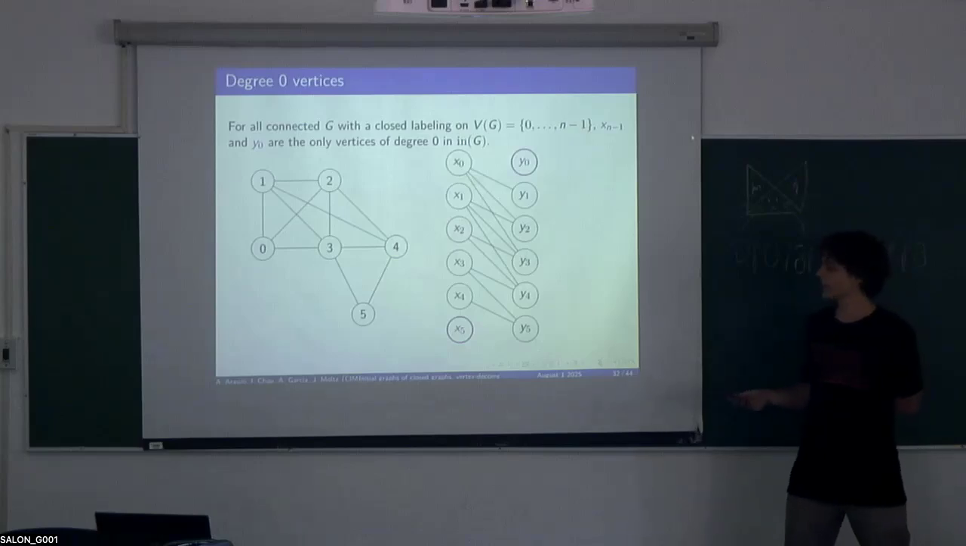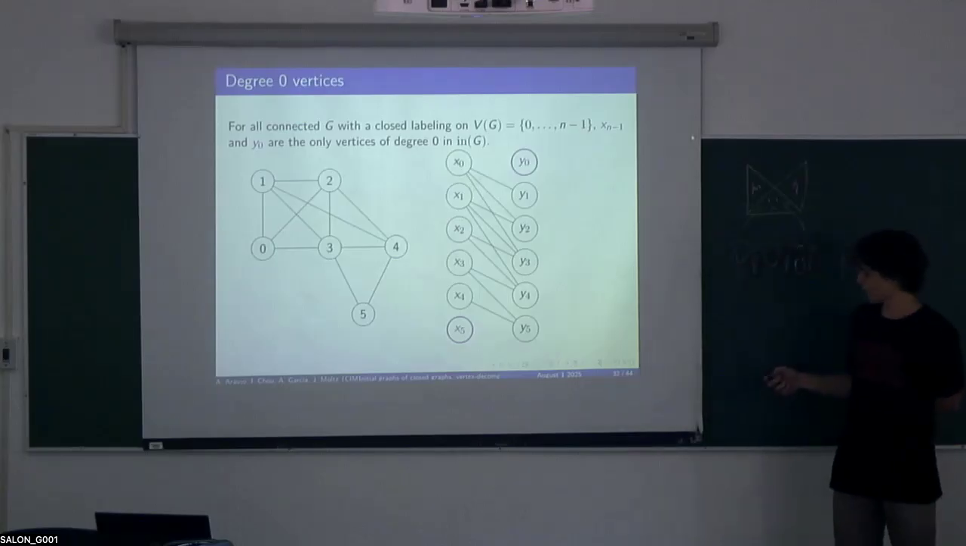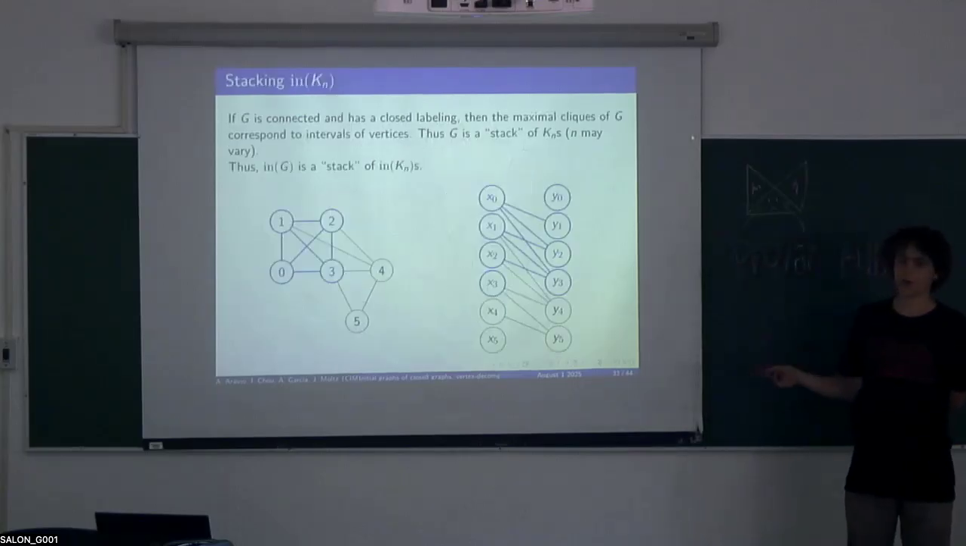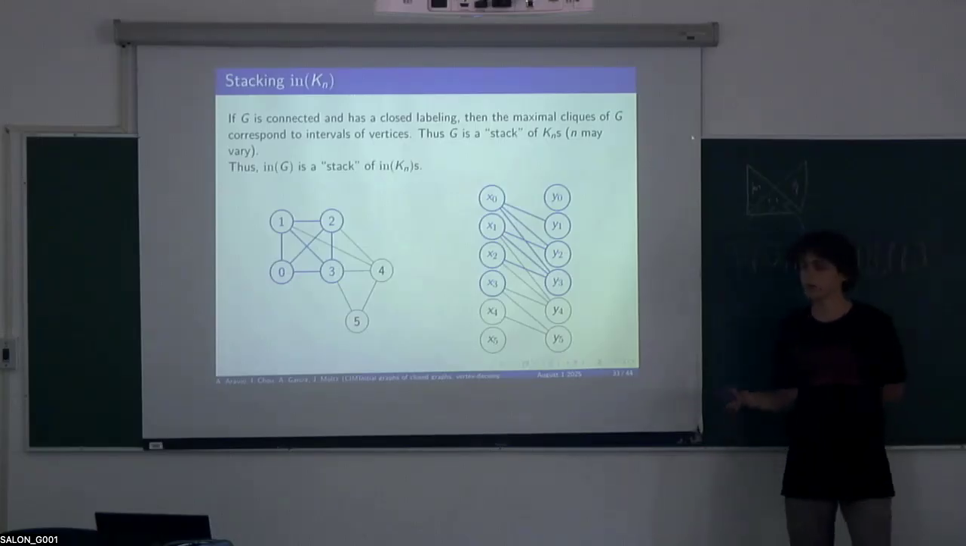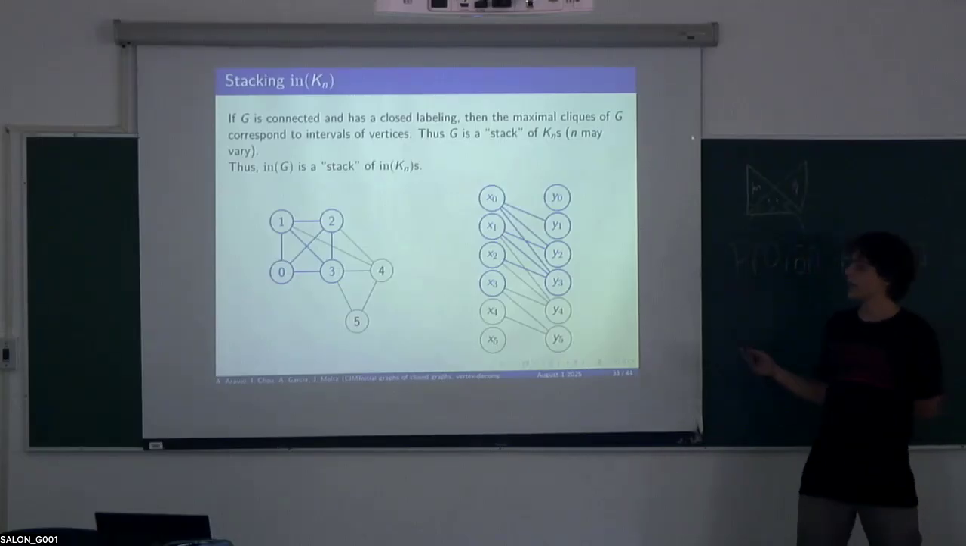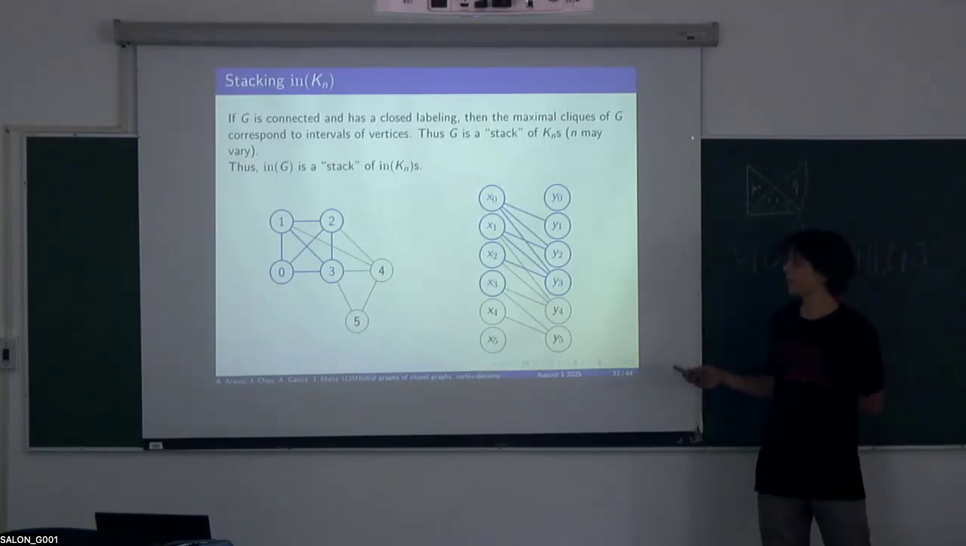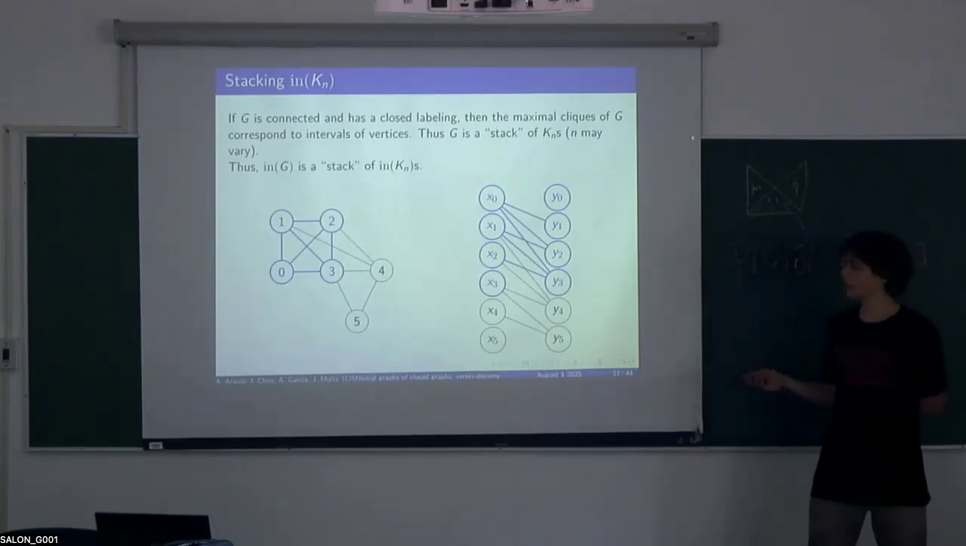This means that if we're presented a random bipartite graph H, we can look at vertices of degree 0 and immediately know what their labeling must be. This is a really nice property. And now we have another combinatorial property of initial graphs that actually comes from a combinatorial property of closed and connected graphs. If we have a closed and connected graph, it turns out that we can view the graph G as a stack of complete graphs.